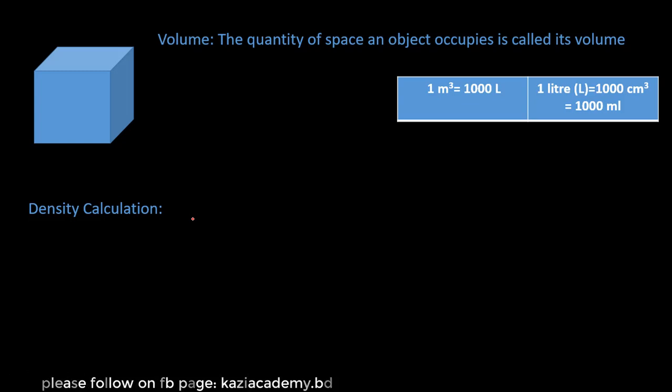Volume. The quantity of space an object occupies is called its volume. Volume needs three dimensions. So, volume equals length, width, and height.